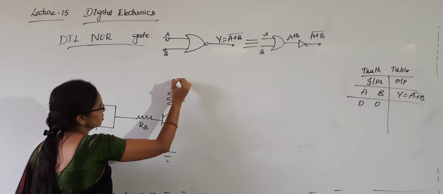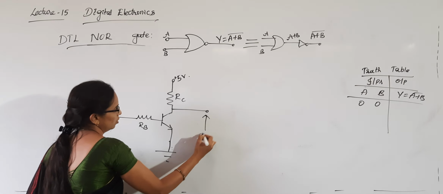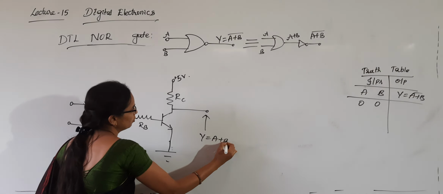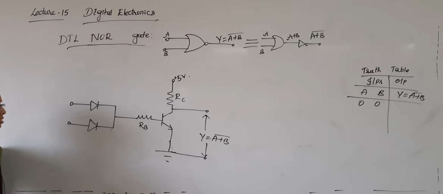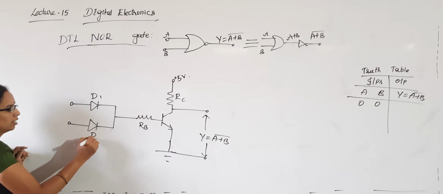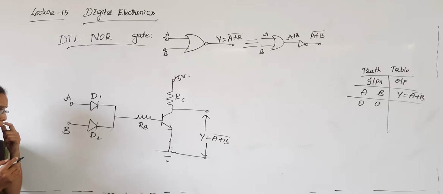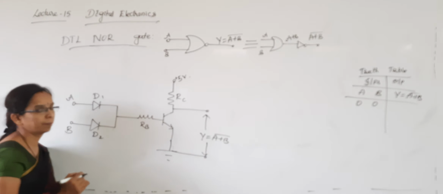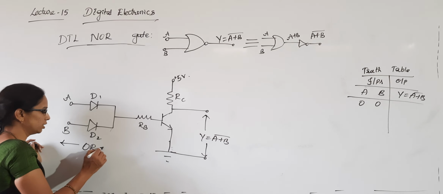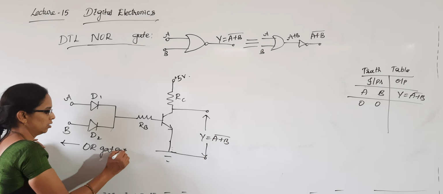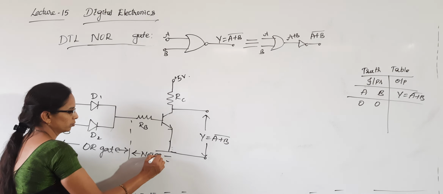Collector resistor RC plus 5 volt. Y is equal to A or B whole complement. This is the circuit of DTL OR gate. Here also we have used 2 diodes and 1 transistor, and up to this it is the OR gate circuit. After this it is the NOT gate circuit.